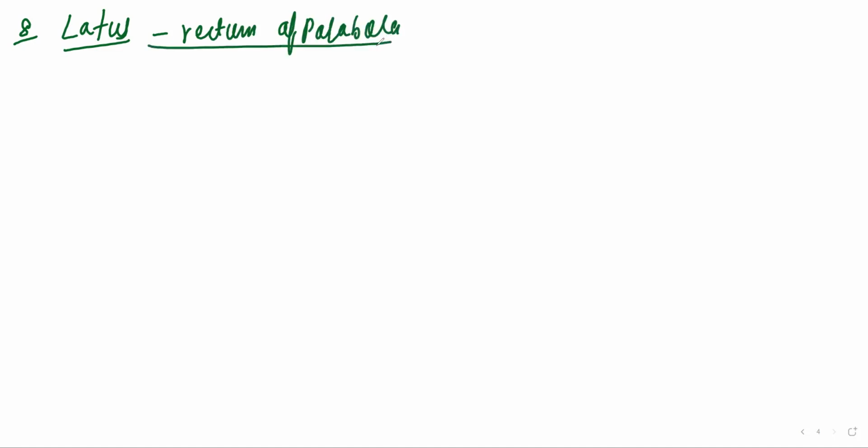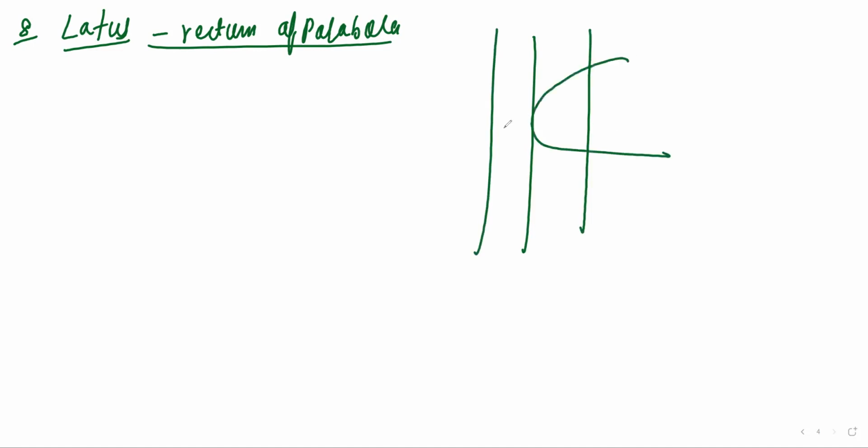Next topic is latus rectum of parabola. Right. So to draw the parabola, this is the latus rectum passing through the point A. This is the directrix x is equal to minus a. This is S, a comma 0. That is L. This is L dash.